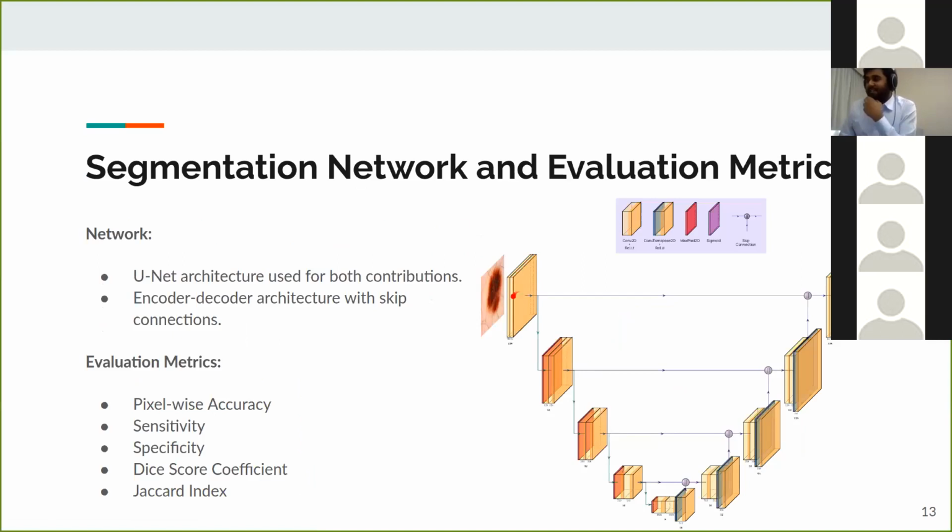The U-Net architecture consists of an encoder-decoder architecture with skip connections, and the evaluation metrics are the same as used by the ISIC challenges, that is pixel-wise accuracy, sensitivity, specificity, and the two overlap-based measures, the dice coefficient and the Jaccard index.